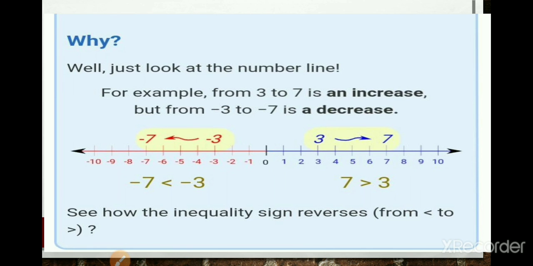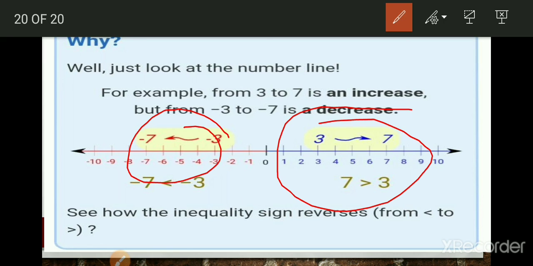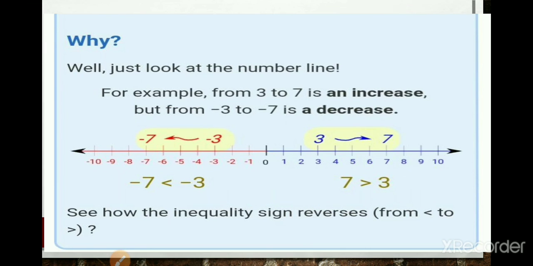So see here, just look at the number line. For example, it is shown here 3 to 2 is decreasing, but minus 3 to minus 7 is decreasing. So how the inequality sign reverses here, we can see from this. In the next session, we will study the graphical representation of linear inequalities of two variables. Here we learned for one variable. Thank you.